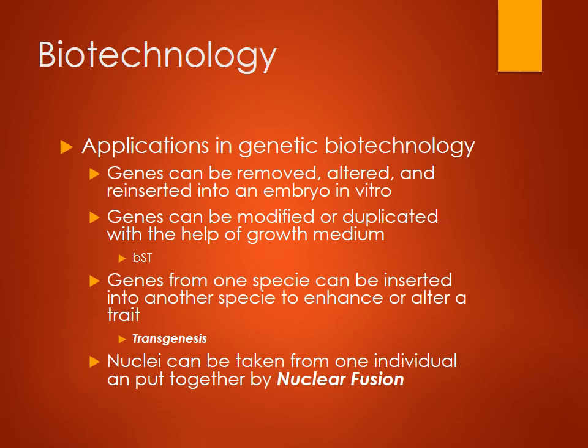So when we talk about applications, there's a lot of different things that we can utilize. Another example here on how genes can be used or modified or duplicated is we took that bovine somatotropin and we were able to duplicate that in the laboratory, inject it back into cows, and actually raise their capability to make milk. That's one example. We can take genes and harvest a gene from one species, enhance it or alter it, and insert it into another species. That's called transgenesis.